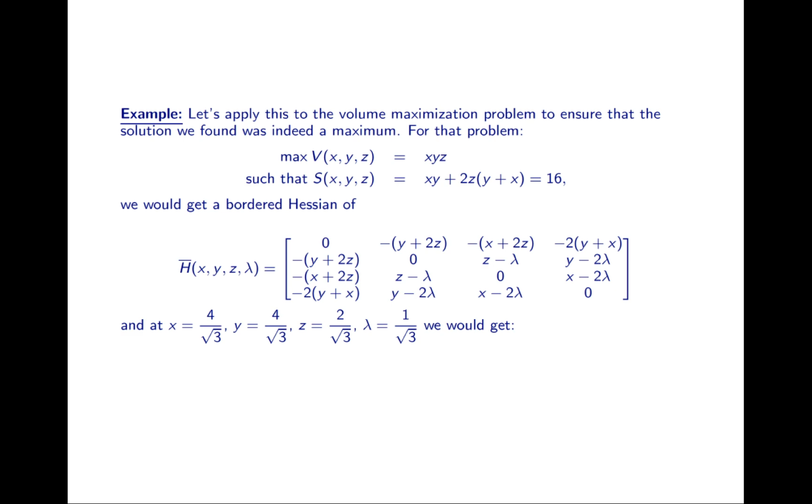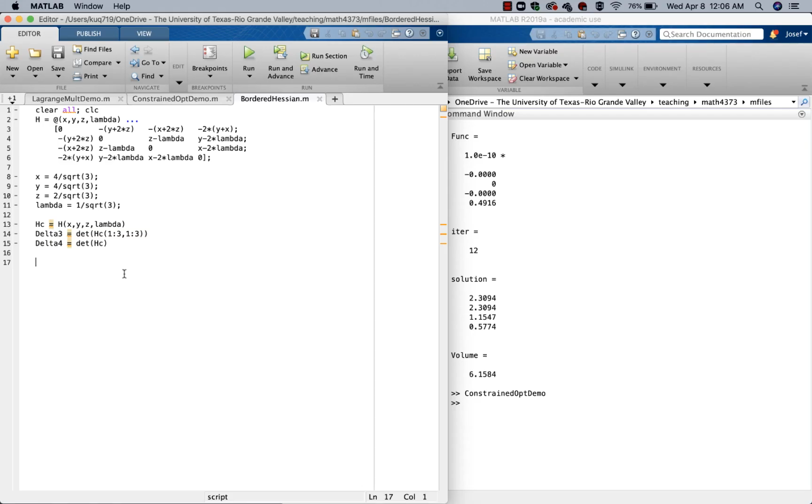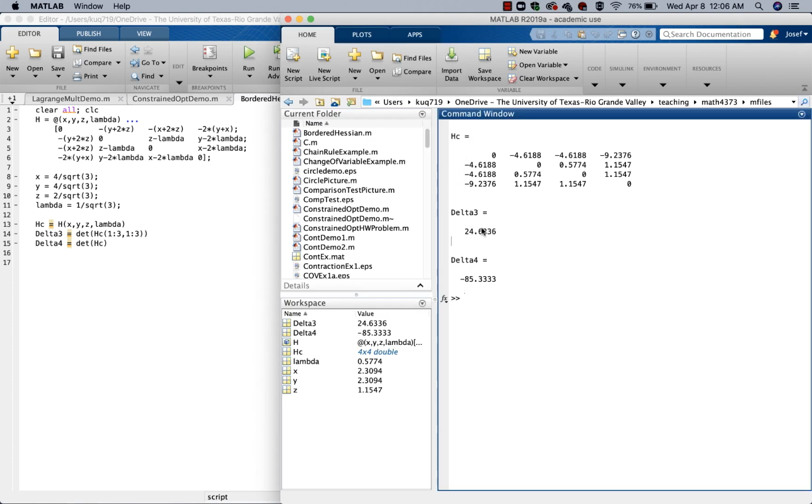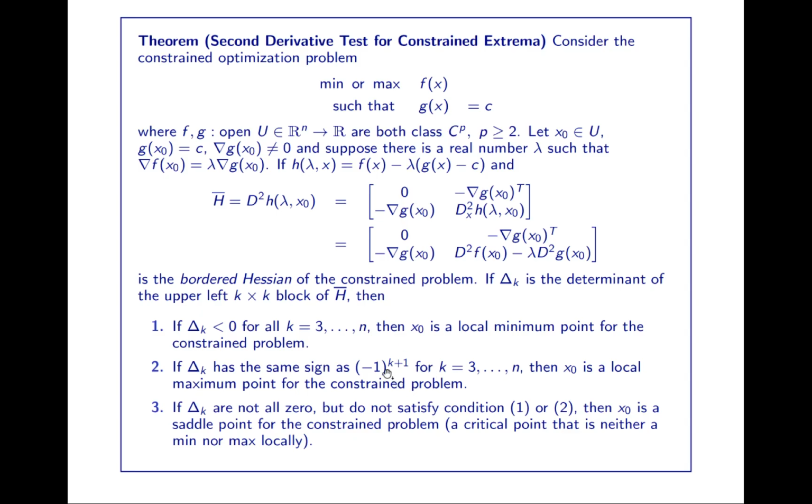well, I'm not going to do it by hand. Here's my bordered Hessian. Here's my x, y, z, and lambda values. Here's where I evaluate. I'm going to compute the determinant of the upper 3 by 3 and then of the whole thing. The upper 3 by 3 I get positive, in other words, negative 1 to the 3 plus 1. And for the whole thing, or the 4 by 4, I get negative. So because I went from positive to negative, x naught is a local maximum.